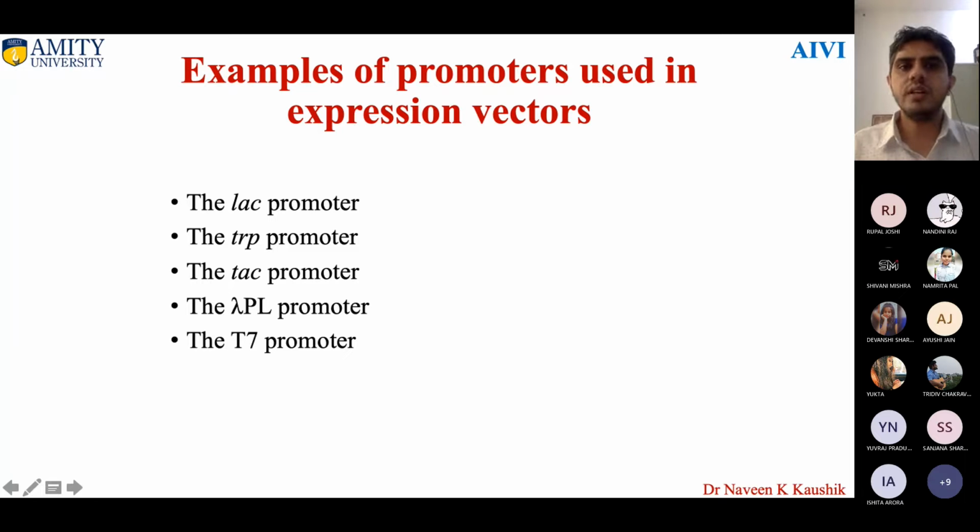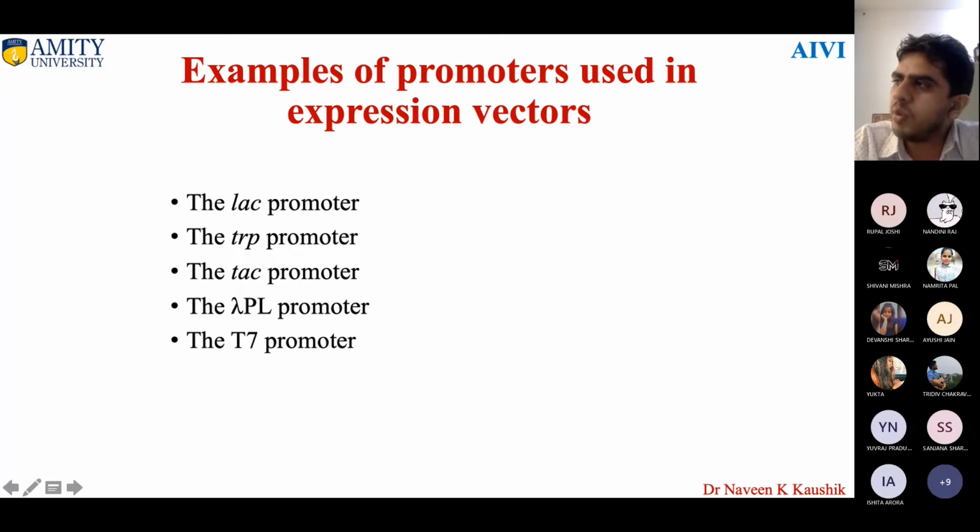So now coming to the different types of promoters that you are using in your expression vectors. As I mentioned, these promoters are part of your operons. Different operons have different operators, so different promoters. The lac operon has a lac promoter, the tryptophan operon has a trp promoter, and there are the tac promoter, the lambda PL promoter, and the T7 promoter. These are the different promoters which you get from different operons and which you are going to utilize while developing your expression vector.